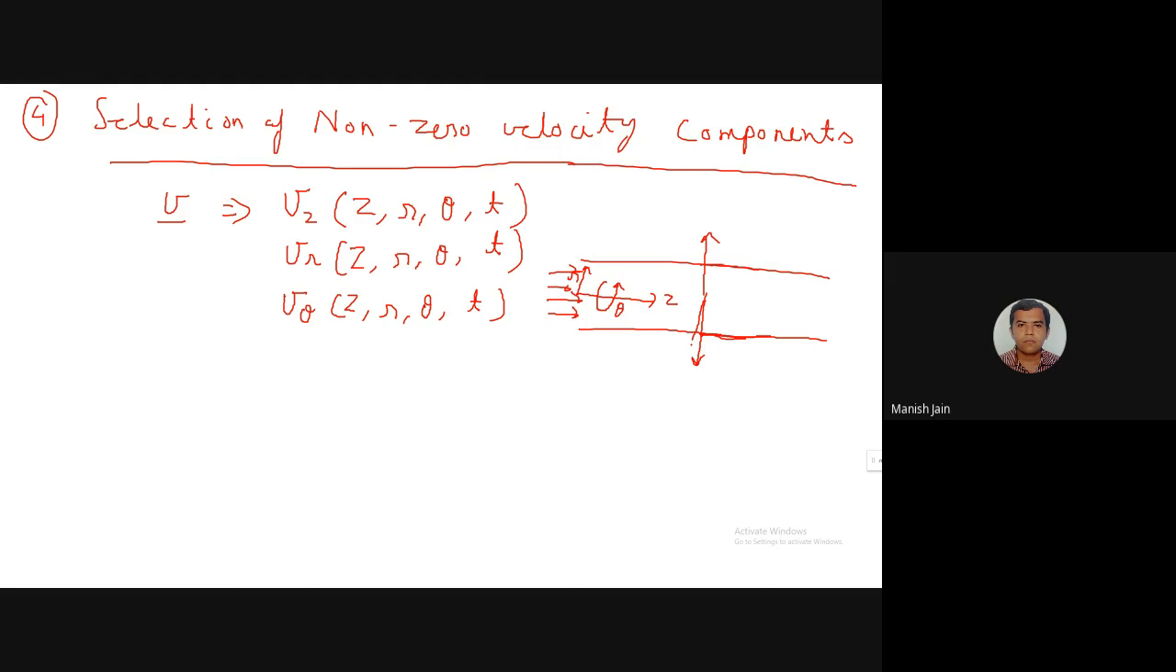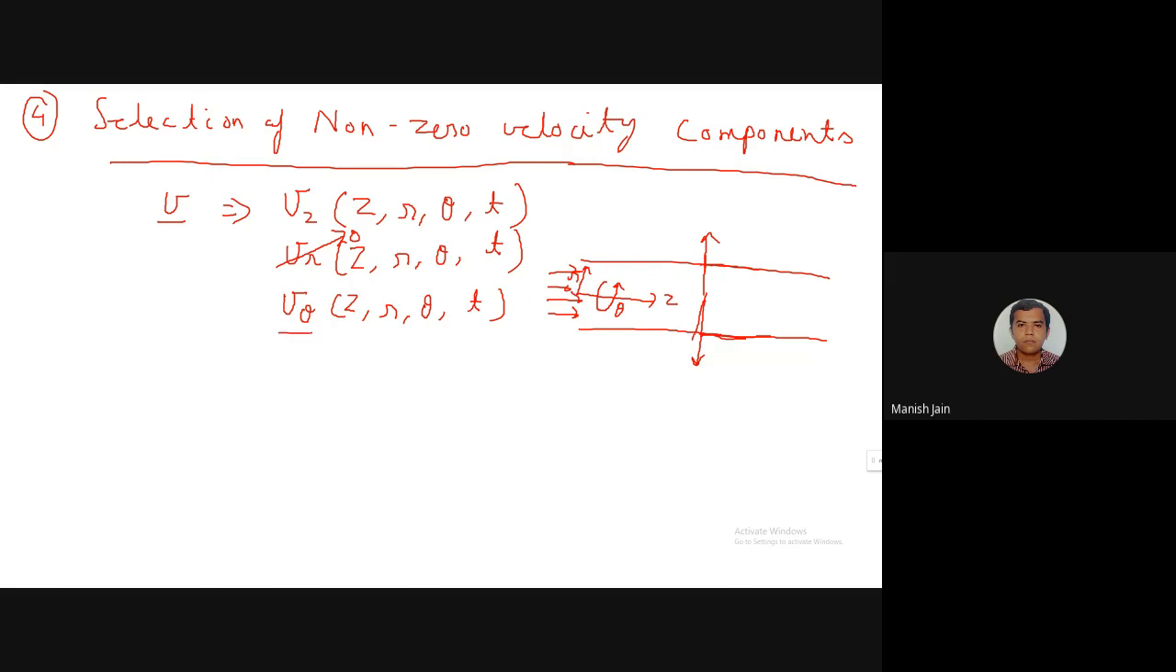Because there is a solid boundary, right? Fluid cannot permeate this unless this pipeline is porous. Fluid cannot flow in this direction. So Vr will be zero, because in the r direction you can't have any velocity profile. So Vr will be zero.